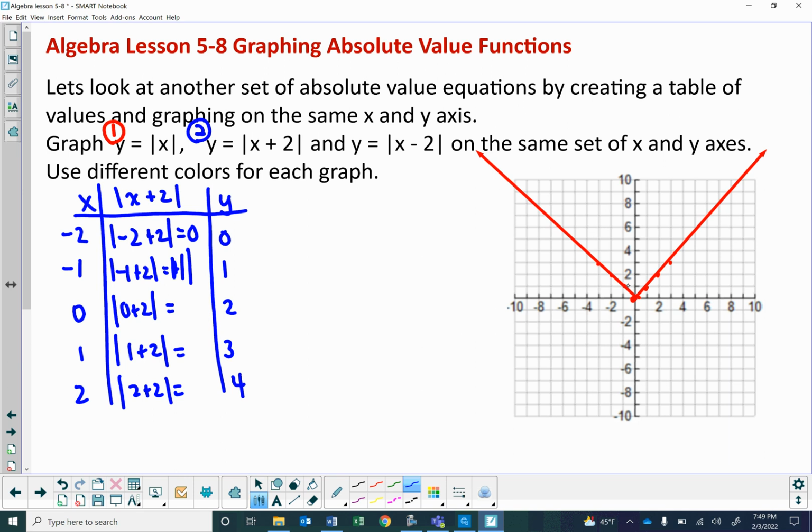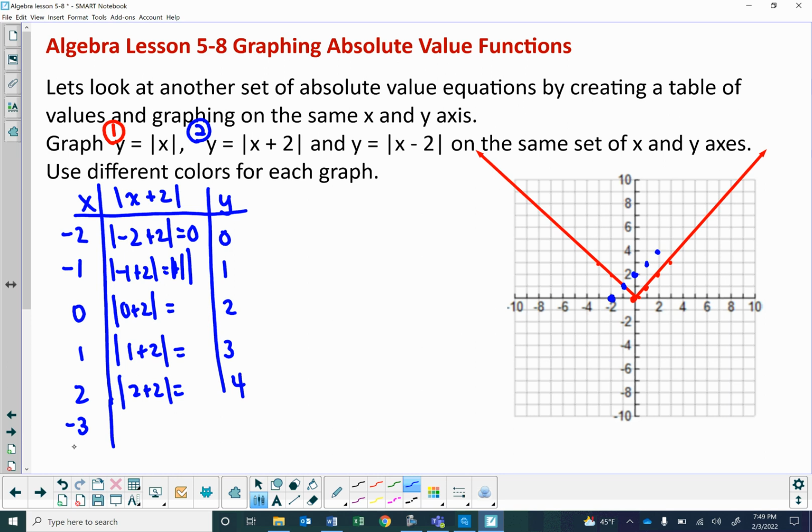Okay, so negative 2, 0, negative 1, 1. Oops, that was the wrong way. I got to graph the right way. Negative 1, 1 is here. 0, 2, 1, 3, 2, 4. This looks like it's a straight line, which means I obviously need to go into the negatives a bit more. So let's pull a few more negatives.